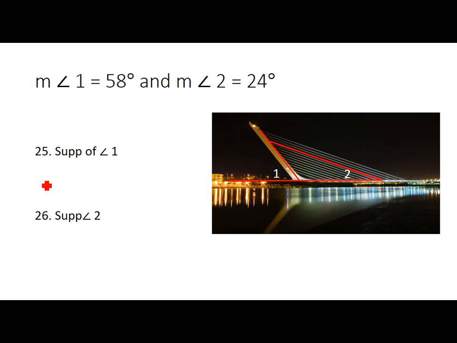This is that picture out of the book, isn't it? If angle 1 here is 58 degrees, we want to find the angle supplementary to it, which happens to be that angle right there, where they got the wires going down through there. How would you find that angle? 180 minus 58, what's that give you?